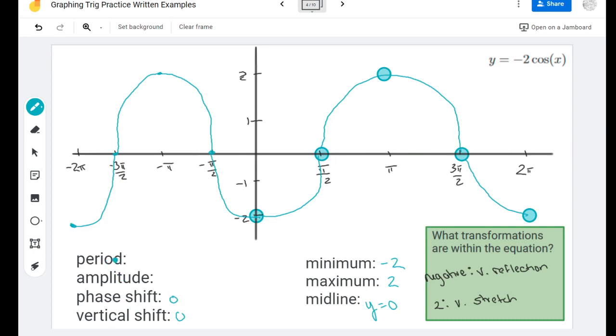The period and the amplitude are really the two that we tend to struggle with. Remember, your formula for the period, if you ever need it, is 2 pi over b is equal to the period. And your b is whatever number's in front of the x. So in this case, it's a 1. So our period is just 2 pi divided by 1, which is 2 pi. And then our amplitude is the distance from the middle of the graph to the top of the graph. So our amplitude in this case is 2.